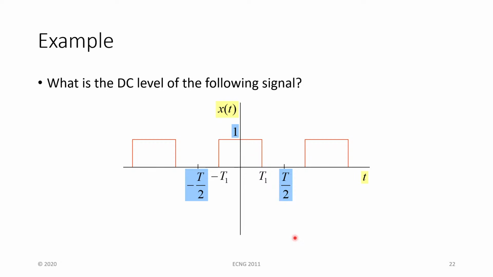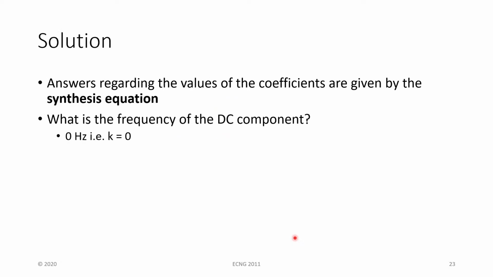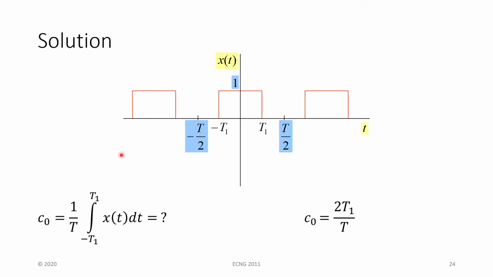The question asks for the DC level of this signal, which means we want to solve for C naught. The frequency of the DC component is at 0 Hz because it's DC, so this is at k equals 0. If we put k equals 0 into our CK equation, C naught equals 1 on T times the integral between negative t1 and t1 of x of t dt. We get C naught equal to 2t1 on T.